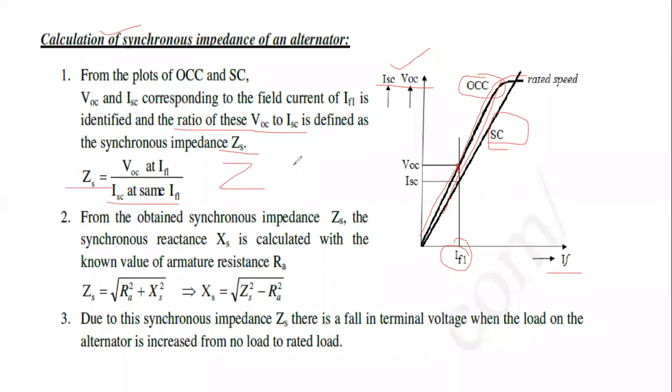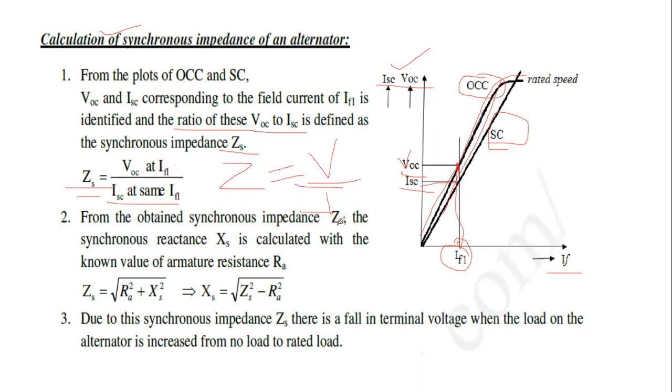Normally, what is the formula of impedance? Z is equal to V by I. The voltage is calculated at IF1, where VOC is noted down. Taking the IF1 point, we project this line, and that gives the VOC. At this point we consider the ISC. Then we can easily calculate the synchronous impedance, that is ZS.